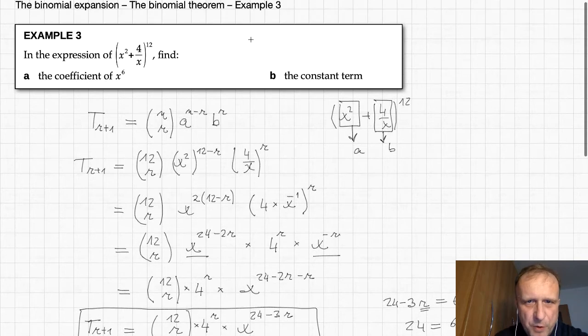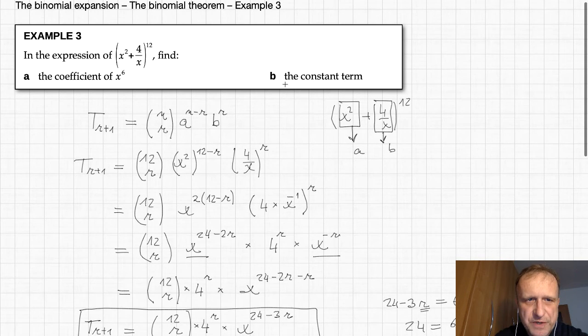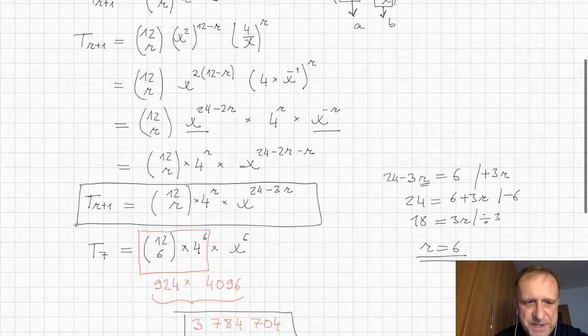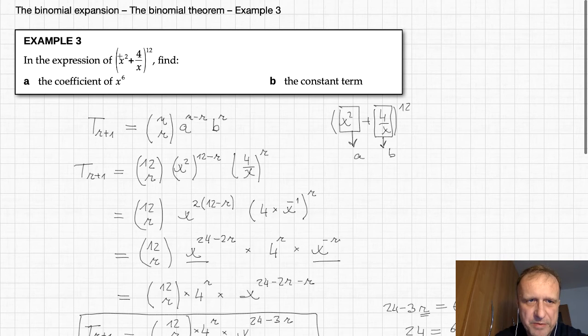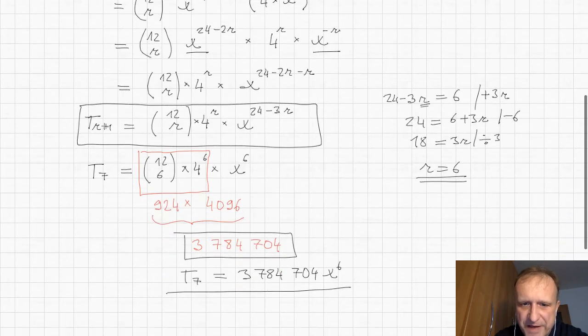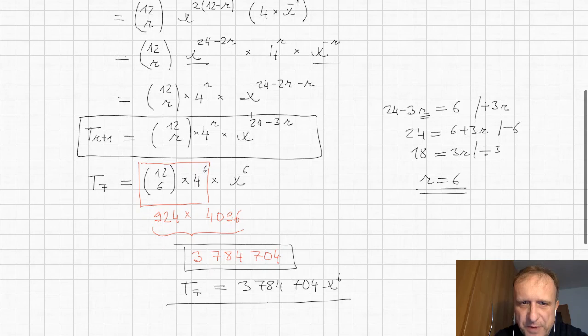Okay, now the problem has also part B, in which we have to find the constant term. Now the obvious question is, if this is the general term, when do I get a constant term? It means the term without any variable, without the variable x. There is only one variable in this expression, it's the x. So when does it happen that x vanishes? Well, x will vanish, of course, when it's raised to the power of 0. So the question is, for what value of r do I get 0 as the exponent of x?